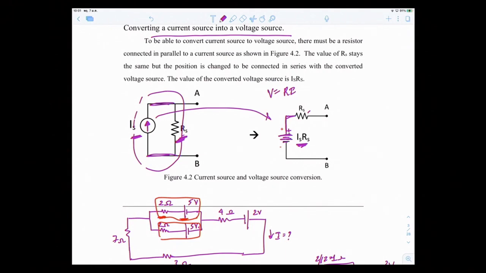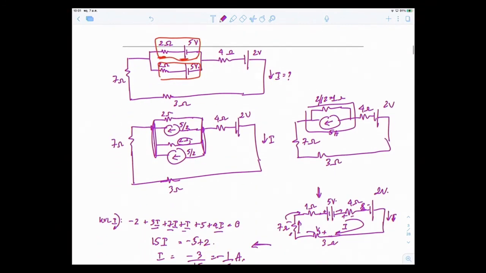So this is a very short topic. This is it for the idea of source transformation.